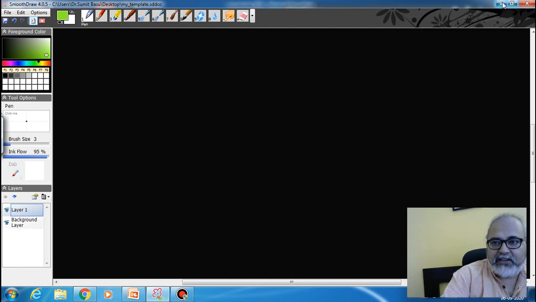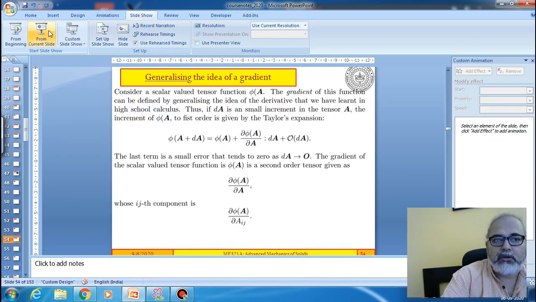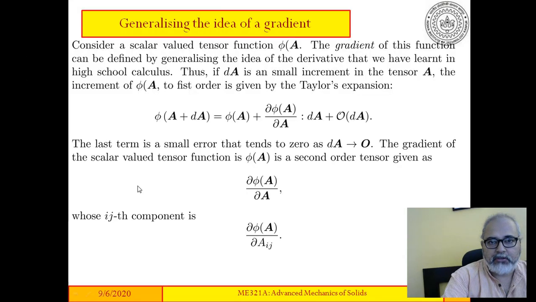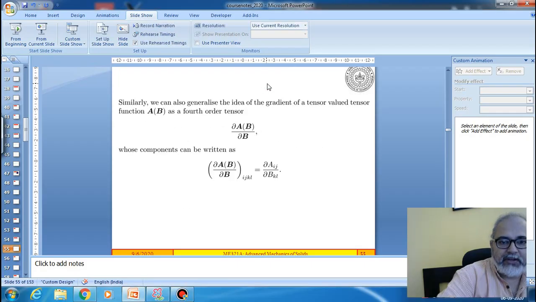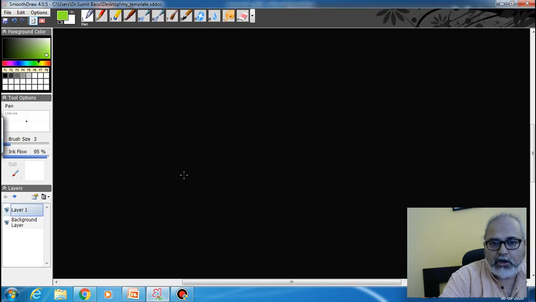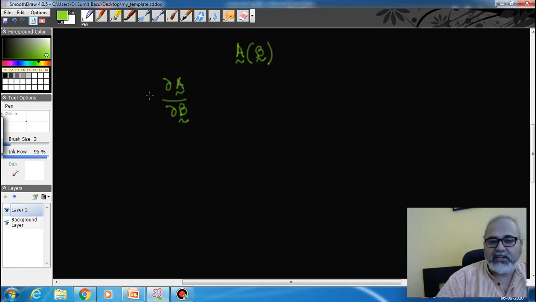Okay, let's take this a little further and look at a few interesting cases. This is what we just did. Now let us look at this quantity. We have a second order tensor valued function of another tensor. So let's say we have a tensor valued function A, which is itself a function of another tensor B, and we need its variation with respect to B.